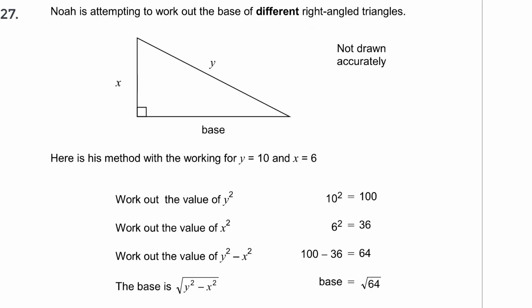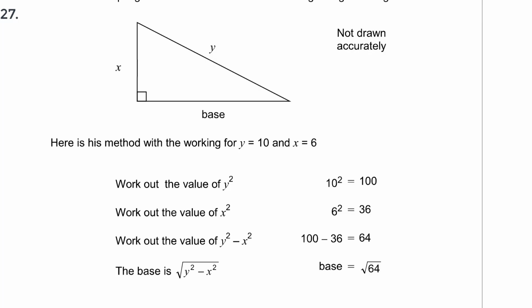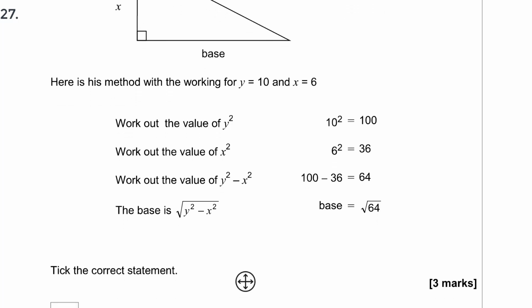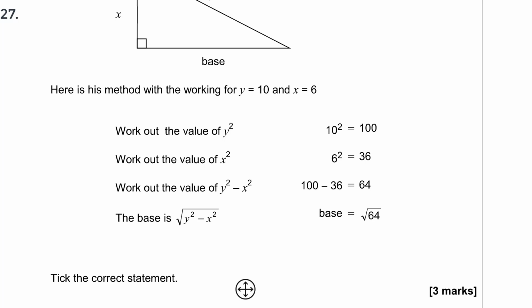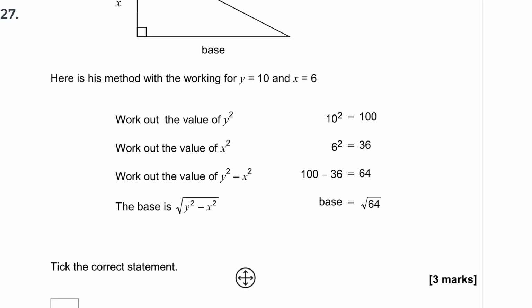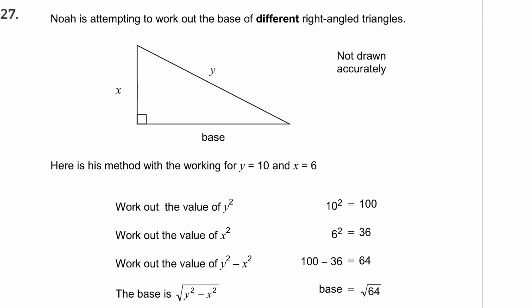Noah is attempting to work out the base of different right-angled triangles. Here is his method for working out, with y equal to 10 and x equal to 6. He first works out y squared, in this example 100, then he works out x squared, in this case 36, then he subtracts one from the other, and then he square roots them. This is basically Pythagoras Theorem, isn't it?